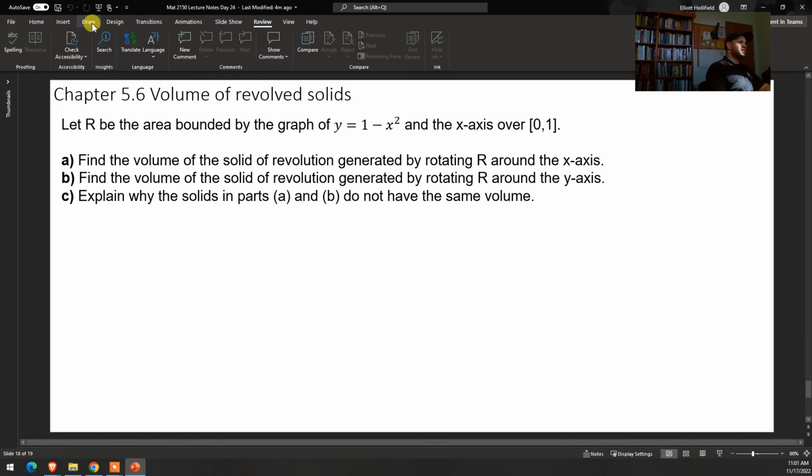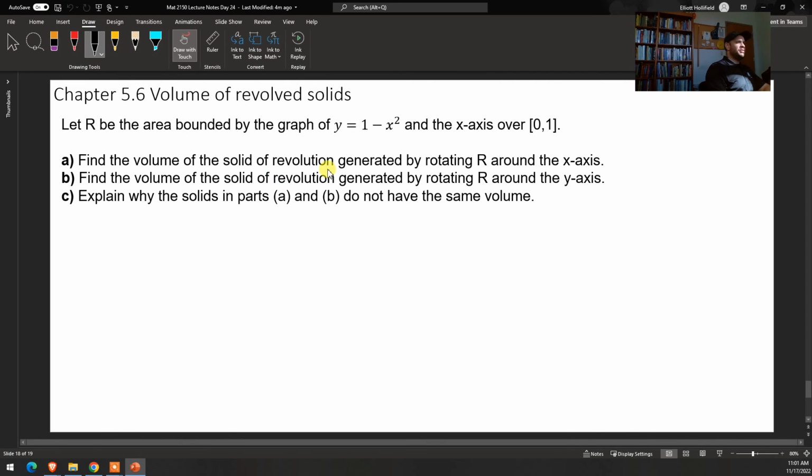Next, let's consider an example where we first rotate the region around the x-axis and then consider the region rotated around the y-axis, where we have the function y is equal to 1 minus x squared over the interval from 0 to 1. Let's draw a nice sketch first. 1 minus x squared looks something like this. This is the ordered pair 0, 1. This is the ordered pair 1, 0.